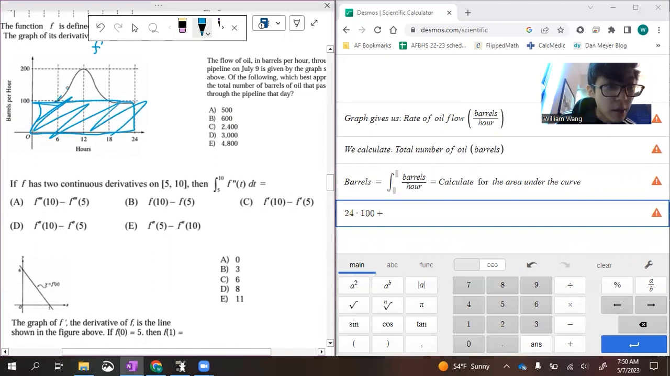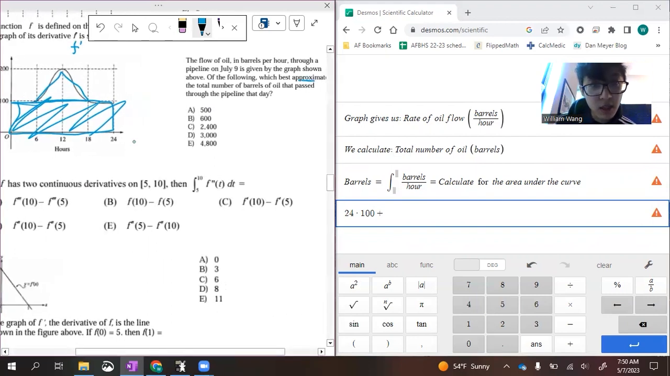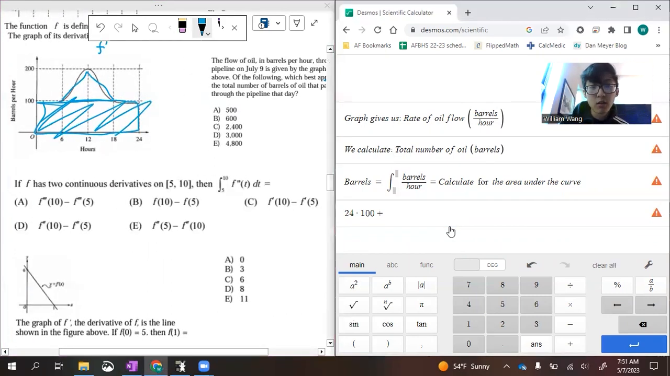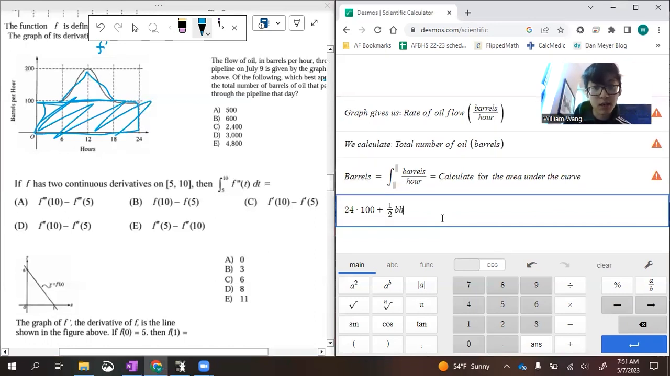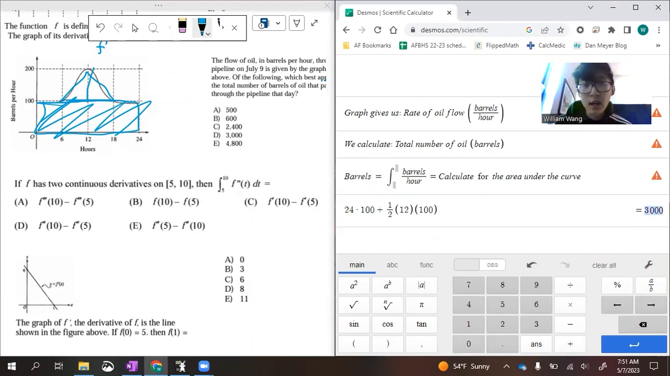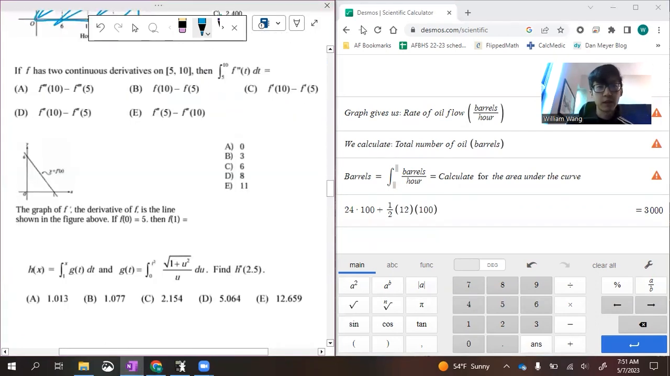Then I need to calculate for this, and I'm going to approximate this using a triangle because they ask us to approximate. And this looks like a triangle to me. A triangle has an area of 1/2 base times height. The base here goes from 6 to 18, so there's a base of 12. And a height here of from 100 to 200, so it's a height of 100. If you see here, this equates to 3,000, so approximately, when I integrate, I have 3,000 total barrels of oil that day. All right, hopefully that makes sense.